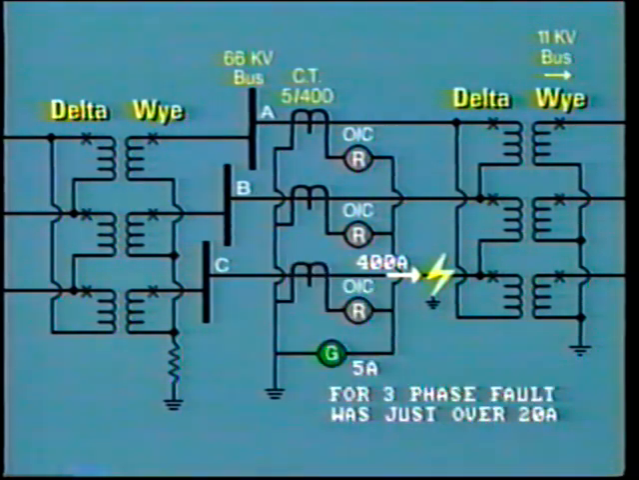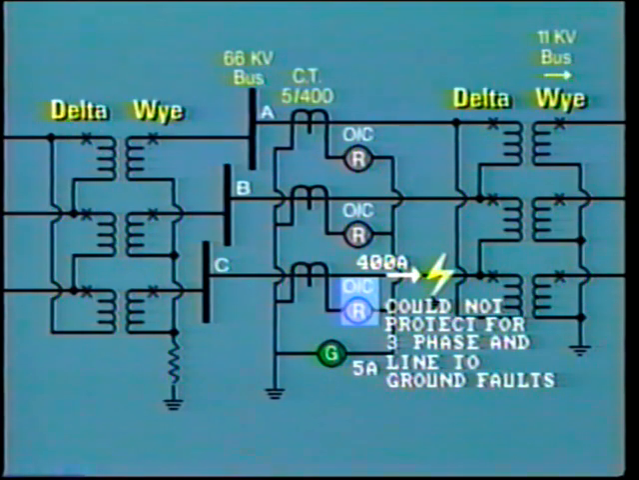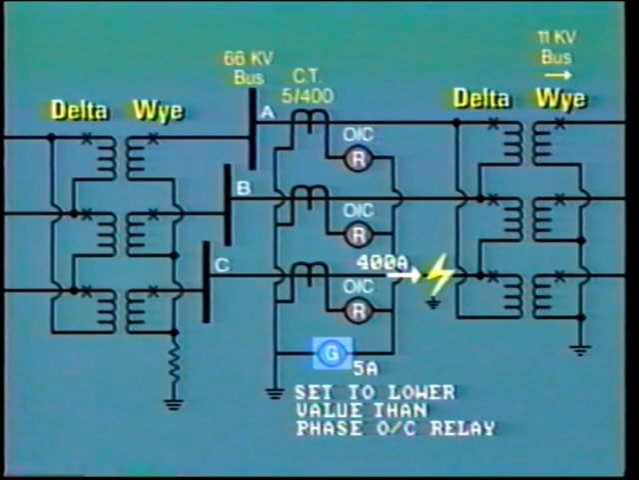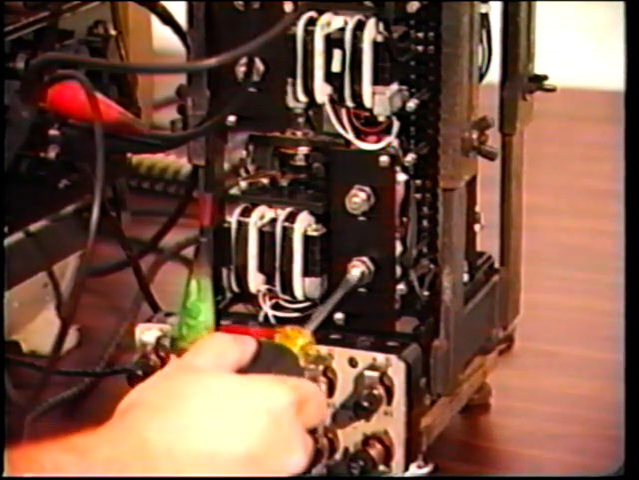Now, this is a much lower value than the three-phase fault that we examined earlier. So it is likely that the overcurrent relay could not be set to protect for both conditions. This is the reason for the ground fault relay, which measures the residual current, in this case 5 amps. The ground fault relays are always set to a much lower value than the phase overcurrent relays. Because of this relatively low setting, ground fault relays of the electromagnetic type are likely to experience a greater margin of error. This must be allowed for when determining the relay settings.